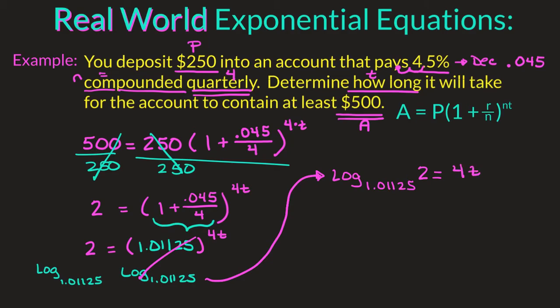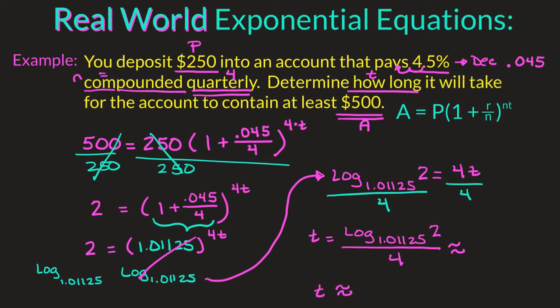From here, you still need to get t by itself, so you're going to divide both sides by 4, and that's going to leave us with t equals log base 1.01125 of 2 all over 4. Then plug that information into your calculator and get the value once you hit enter, and that will be our approximate amount of time. So t will be approximately 15.489. Let's simplify that to approximately 15.5 years for our money to double.